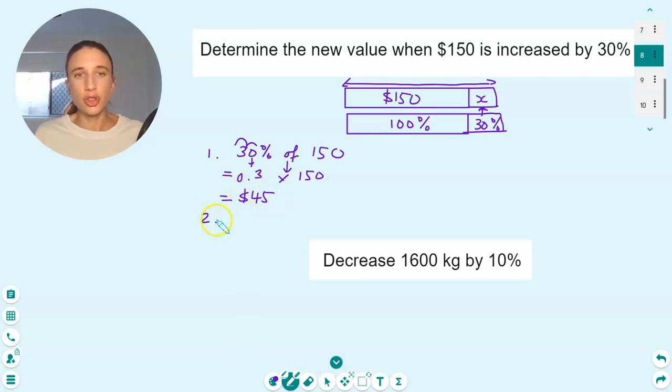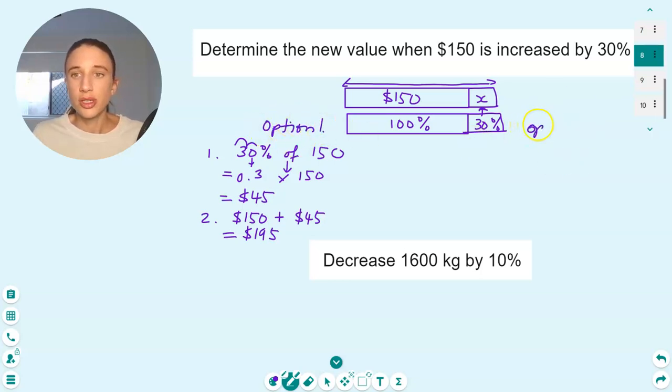And then you're just always checking whether your answer makes sense. Determine the new value when $150 is increased. So you should expect your answer to be bigger than $150. A lot of students stop here, but don't stop here. Just keep thinking, okay, I've done 30%. Now I must increase $150 by that amount. So I'm going to say 150 plus that amount that I just calculated, which is 195. So that's option 1.